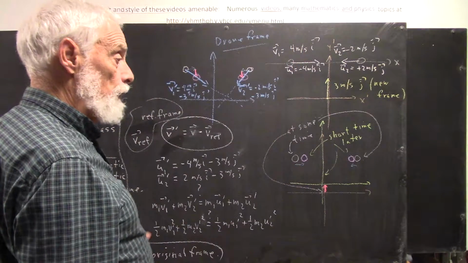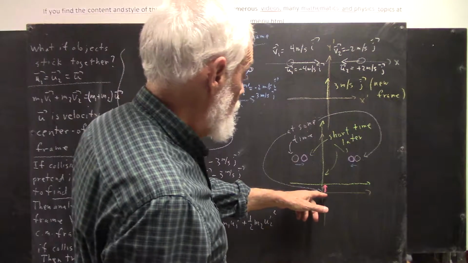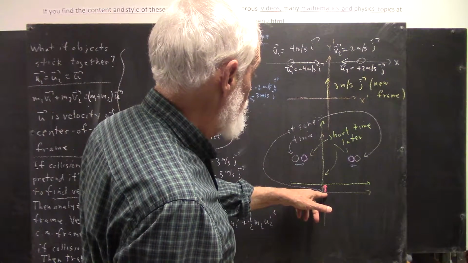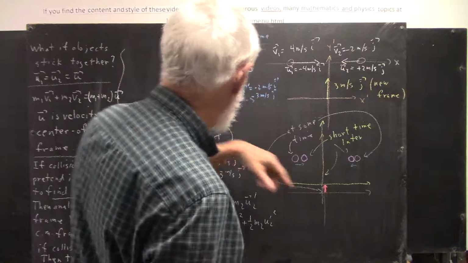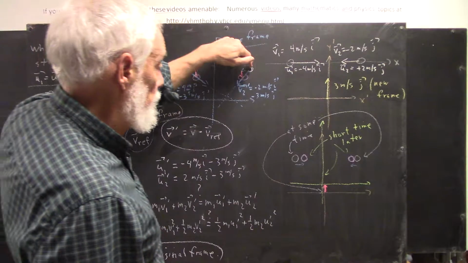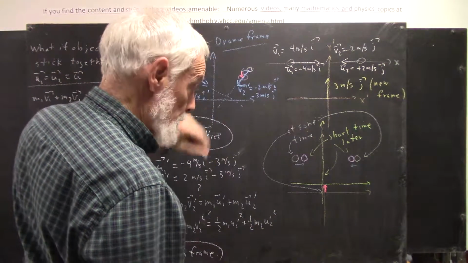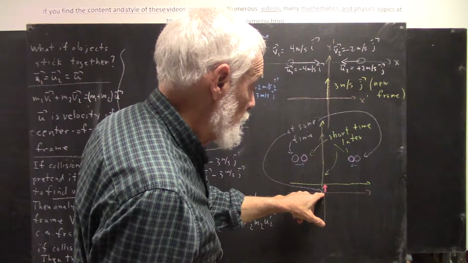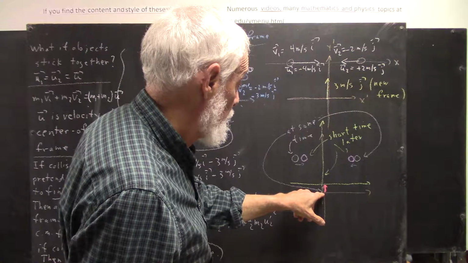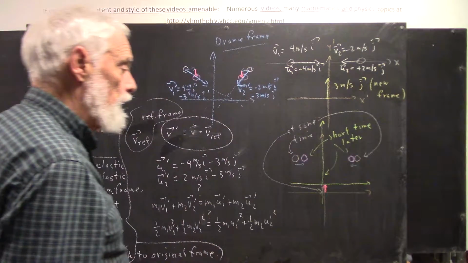Well, in the drone frame, what does that look like? Here is the drone frame at the first instant, when the masses are here and here. So the masses will be here and here, in the same positions in this picture of the frame as they are relative to the frame whose origin is here. This one is up and to the left, this one is up and to the right.